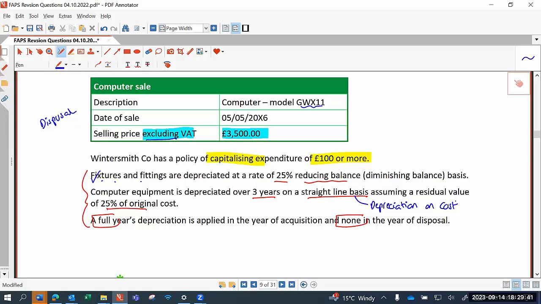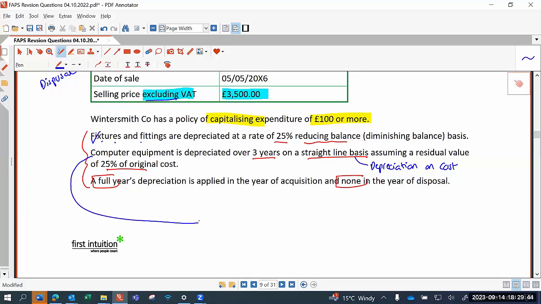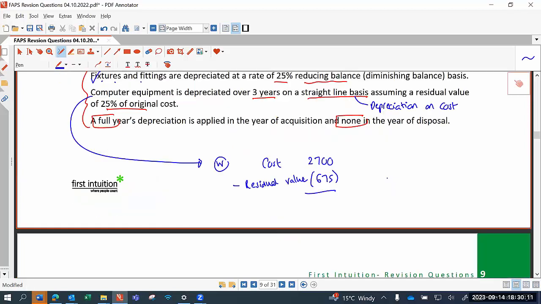So in this particular case, we don't really need to do this, but just as a little extra, the cost of the server was £2,700. We're told there will be a residual value, which means this is what it will be worth at the point we come to sell it, 25% of whatever the original cost is. Let's work that out. So we're expecting it to be worth 675 at the end of its life, which means over its life, its value's got to go from 2,700, which is what I bought it for, down to 675. So we're looking at a reduction in value of 2,025.